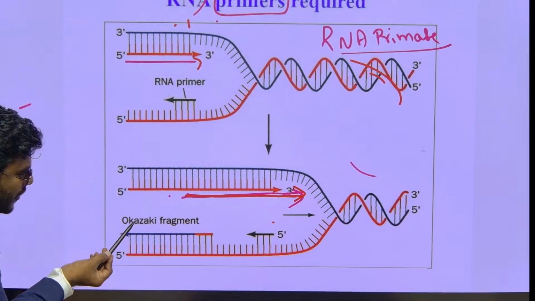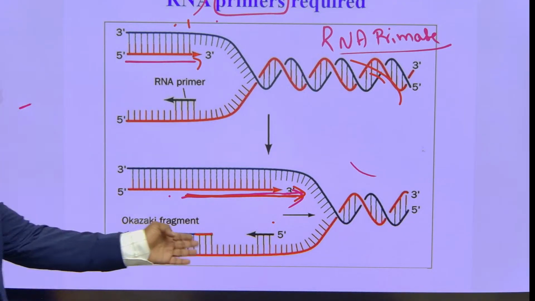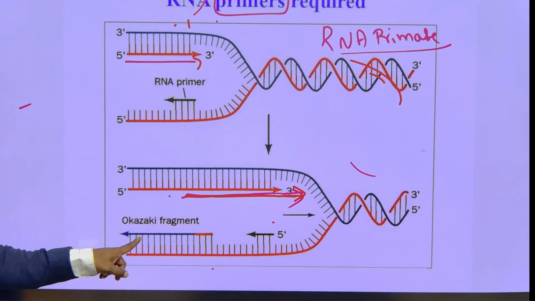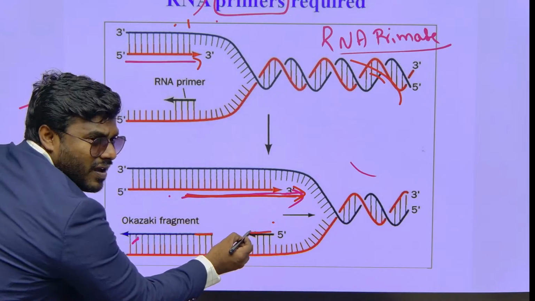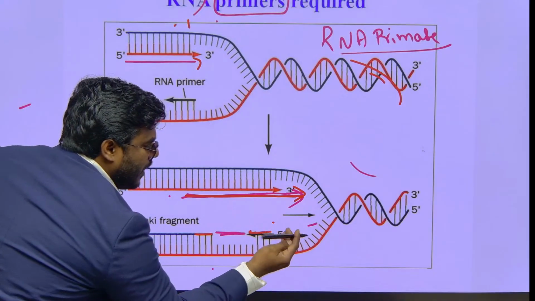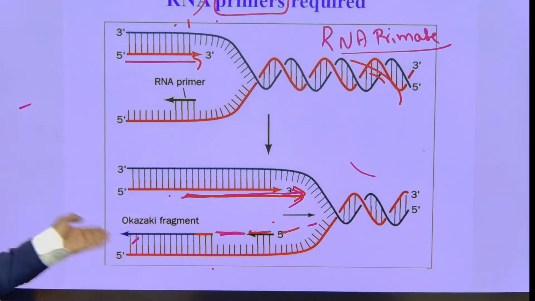And after that, what fragment do I add? See, primer is also nothing but nucleotides only, but they are RNA nucleotides. Later we add DNA nucleotides, which is the Okazaki fragment. Again I will add primer, then again I will continue the Okazaki fragment. Primer, Okazaki fragment. At the end we will remove all the primers.